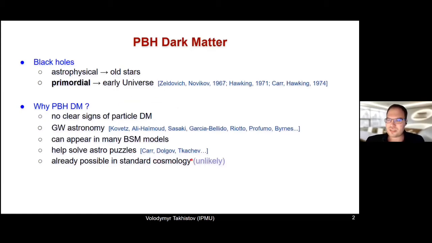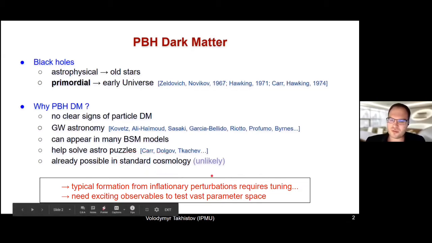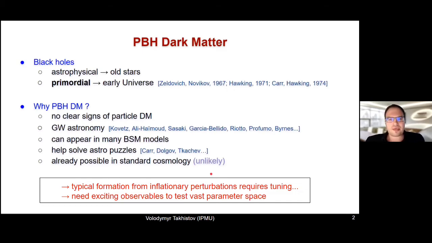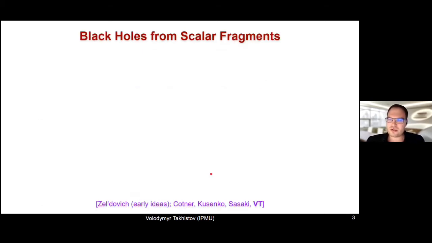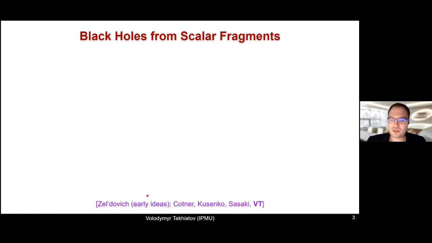Some general themes that people have been considering for future work are that typical formation models from inflationary perturbations usually require tuning. And of course, since the PBH parameter space is very big, we're always looking for new exciting observables. To make some progress on these two themes, let me start by telling you about black hole formation from scalar fragments. This is work in a series of studies done together with Eric Kotner, Alex Kusenko, and Misao Sasaki, and some early related ideas were found in a paper by Zeldovich.